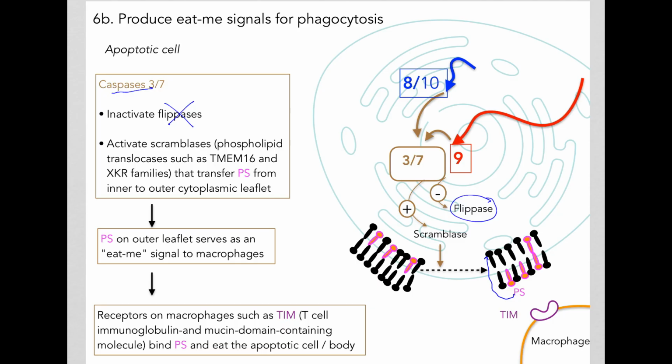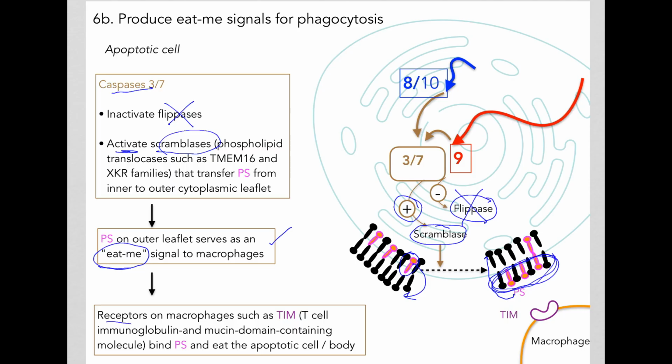There's another thing that these caspases do. They activate other enzymes called scramblases. Now scramblases do the opposite. Okay, they actually take the phosphatidylserine from the inner leaflet and send it to the outer leaflet. So by inactivating flippases and activating scramblases, we see a lot of phosphatidylserine on the outside of the dying cell. So this phosphatidylserine on the outer leaflet tells the macrophage to eat the cell. It's an eat me signal.